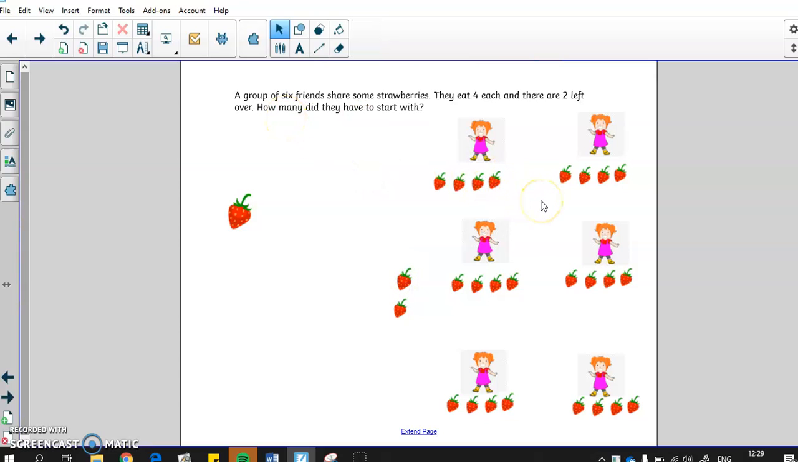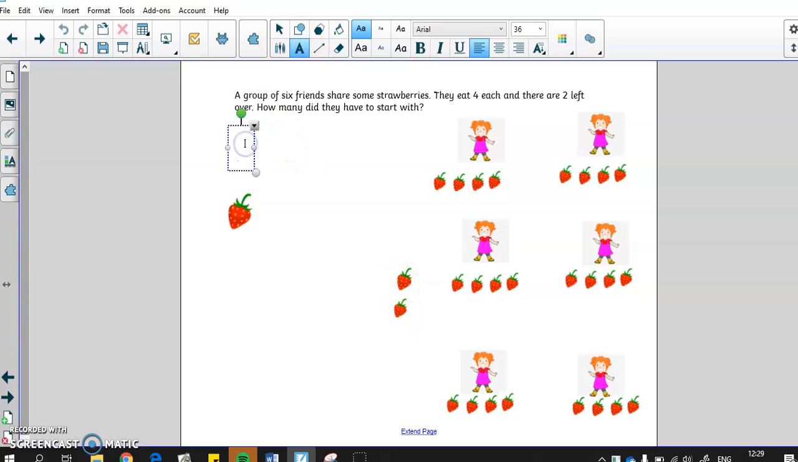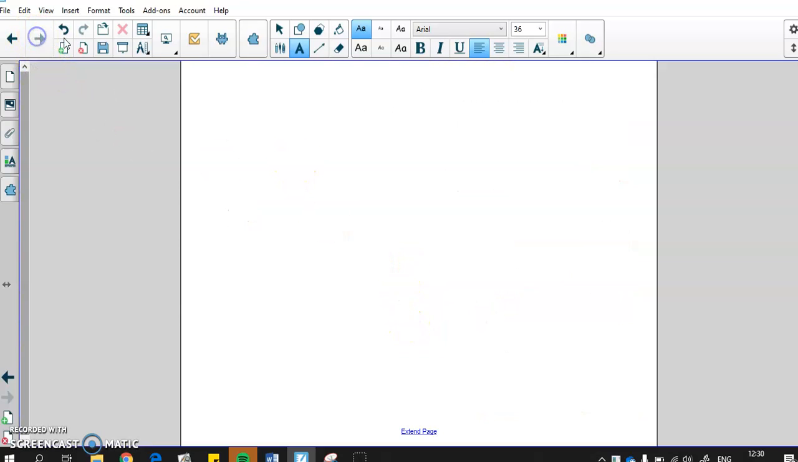So they shared some strawberries, they get 4 each. So we can do our 4, add 4, add 4, add 4, add 4, add 4. So people that are still getting a hang of doing this might have to do some counting. I know my 4 times table, so I can count up 4, 8, 12, 16, 20, 24, 25, 26. The children had 26 strawberries to start with. 6 fours, 24, add 2 was 26. And we'll set out the next one.